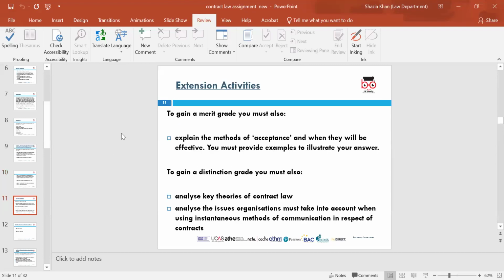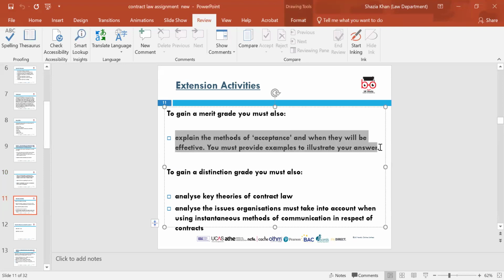Now, to get extra marks for the extension activities to gain a merit for section 1, you need to also, and put this as a heading and put it's a merit criteria, you need to explain the methods of acceptance and when they will be effective, and you must provide examples to illustrate your answers. So when they ask you for examples or case law, you must be providing examples, plus you must be providing case law as well to gain these extension activities. Now, to gain a distinction, so if you want to work on further, you have to complete the merit and the distinction ones.